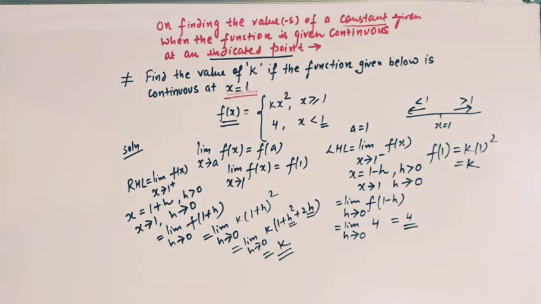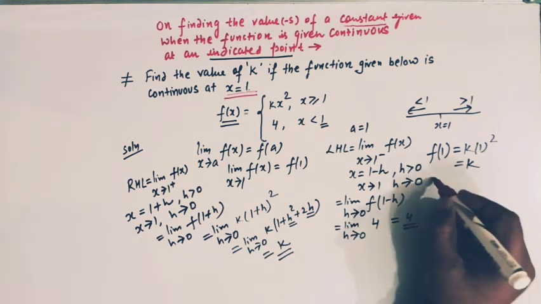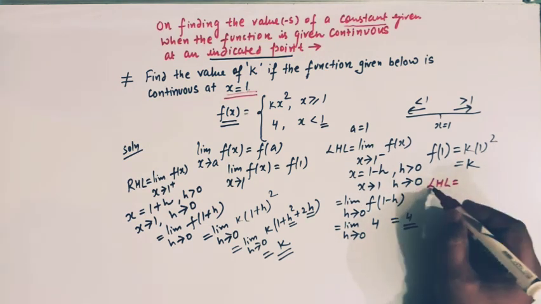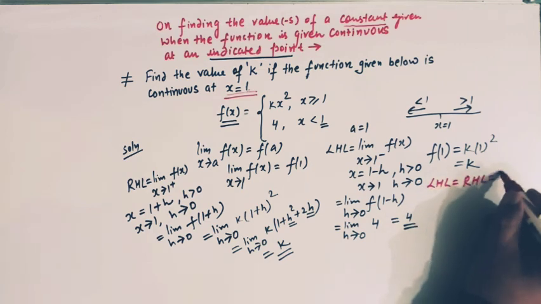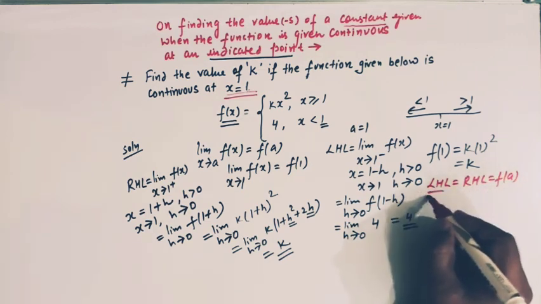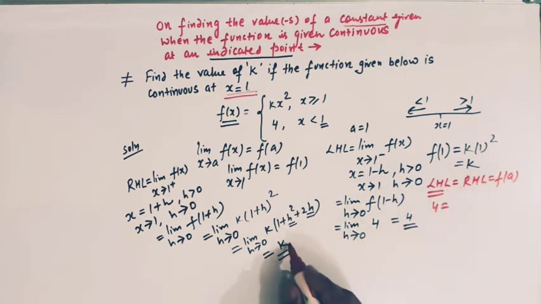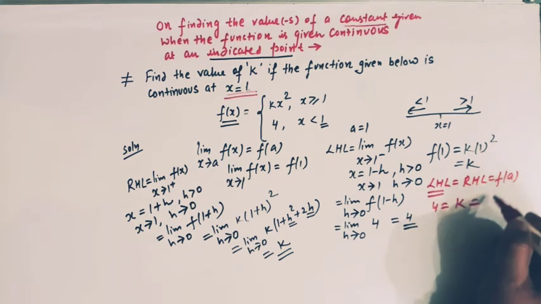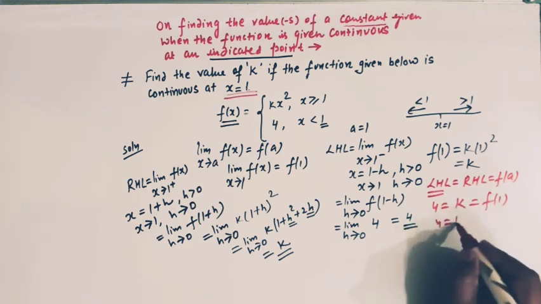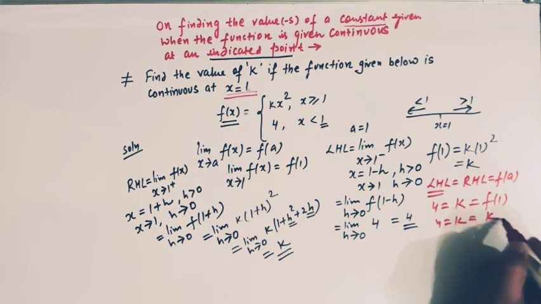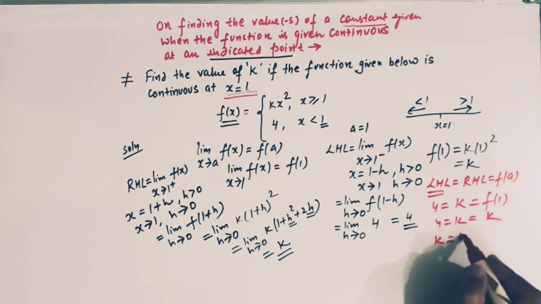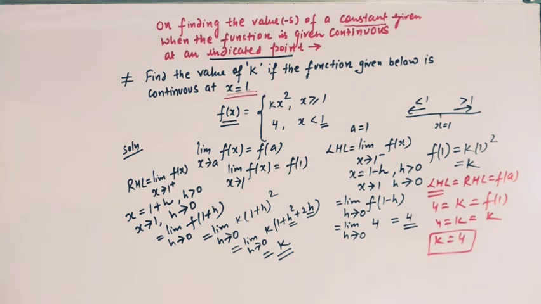So now, applying the definition of continuity, a function is said to be continuous if the left hand limit equals the right hand limit equals f of a. So here the left hand limit is 4, the right hand limit is k, and f of a is f of 1, right? So 4 is equal to k, f of 1 is equal to k, so finally the value of k is equal to 4. So this is how we solve this problem, right?